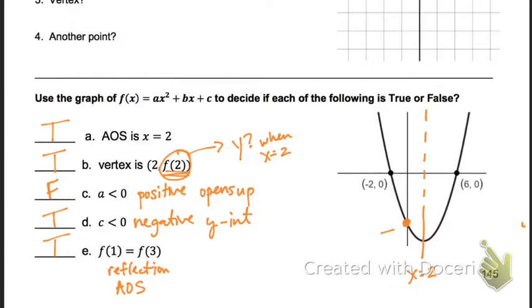And then finally, f of 1 equals f of 3. What that's saying is the y value at 1 is the same as the y value at 3. Since they're both equal distance from the axis of symmetry, and everything is reflective upon the axis of symmetry, they're going to have the same y value. However far away they are, they're always going to have the same y value if they're equal distance away.